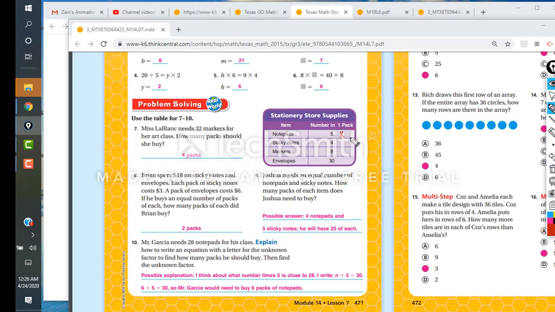5 times 4, that gives me 20. 4 times 4 gives me 16. Well, that's not going to work. Now, I know there's a factor I can multiply 4 by that will give me 20, and that would be 5, because 4 times 5 equals 20. So it'll be 5 packs of sticky notes and 4 notepads, and he will have 20 of each.